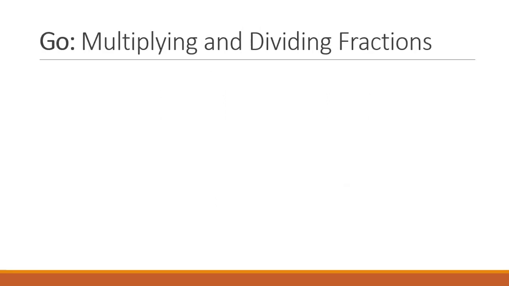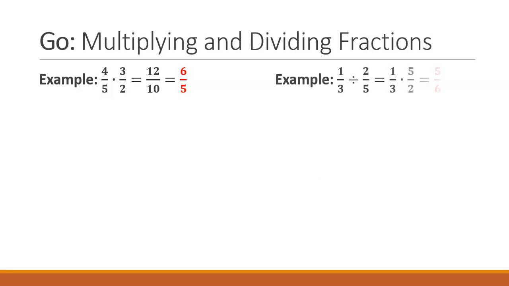In the Go, we are asked to multiply and divide fractions. Recall that to multiply fractions, we multiply numerator times numerator and denominator times denominator. So in the first example, we would multiply 4 times 3 to get 12 and 5 times 2 to get 10. In simplest form, we would get 6/5 as our answer.